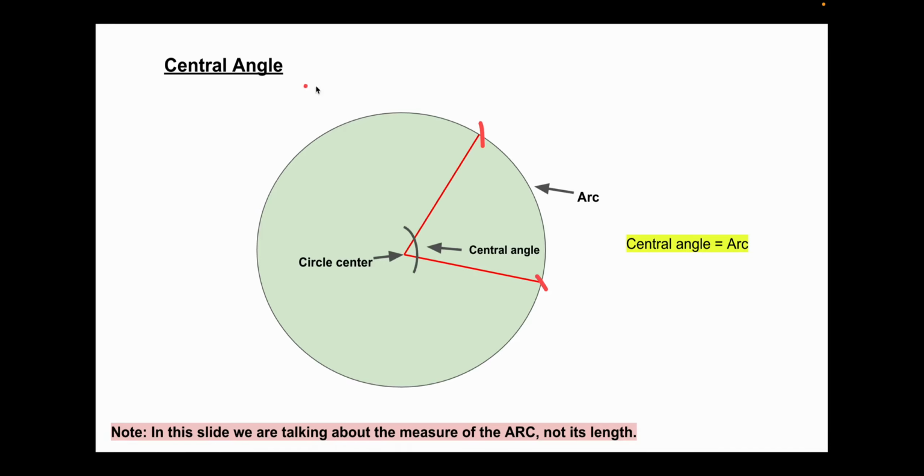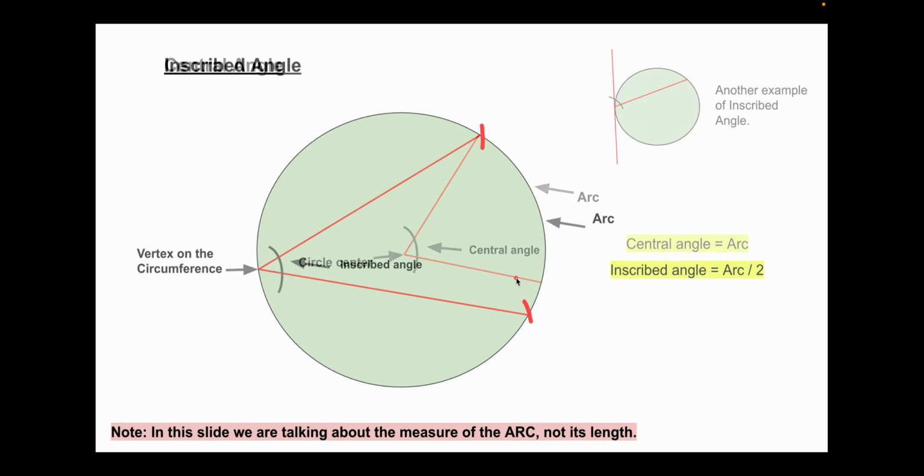Again, we're looking here at a central angle. The angle starts at the center of the circle, created by two chords that end on the circumference of the circle. And the measure of the arc, notice that we are not talking about length, we're talking about measure. The measure of the arc is equal to the angle, in the case of a central angle. In the case of an inscribed angle, the arc is equal to the angle times 2, or the angle is equal to the arc divided by 2.